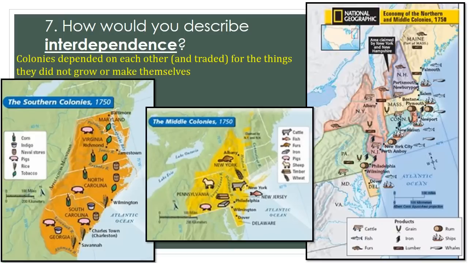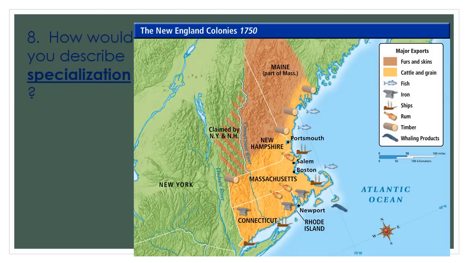Interdependence basically means that the colonies depended on each other and traded for the things that they did not grow or make themselves. And we can see that from the things grown down in the south, like corn and pigs, indigo, rice, tobacco. From the things in the middle colony, particularly cattle and timber and wheat, also different from that grown in New England, like furs and the shipbuilding industry and fishing.